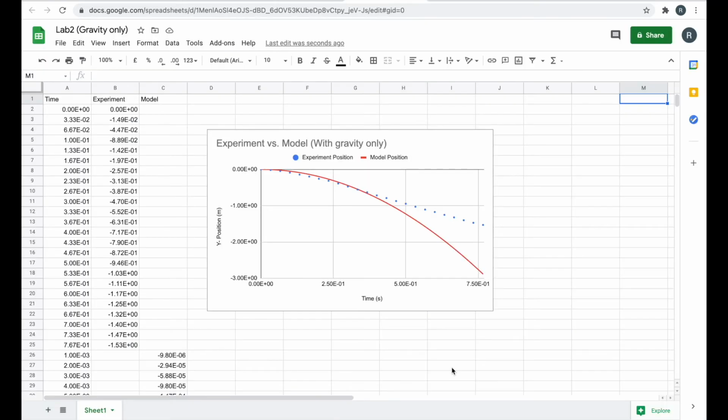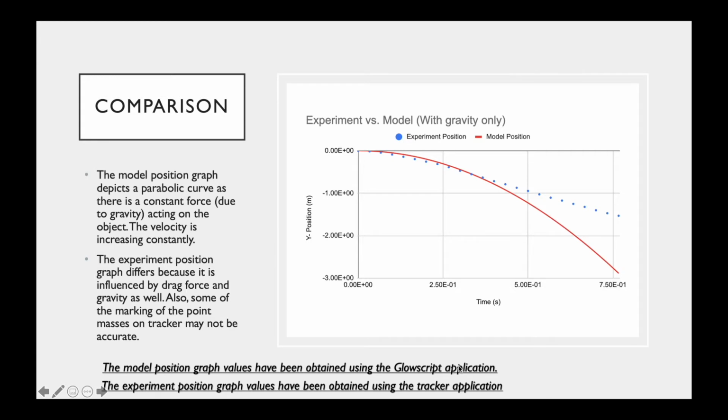Using a spreadsheet, we can plot the graph that we got from the Tracker application and the graph that we got from the GlowScript program. We can compare both the graphs and see that the model position versus time graph has a parabolic curve as there is a constant force acting on the object. This force is due to gravity. The experiment position versus time graph differs because it is influenced by drag force as well. Drag force acts in the opposite direction of gravity.